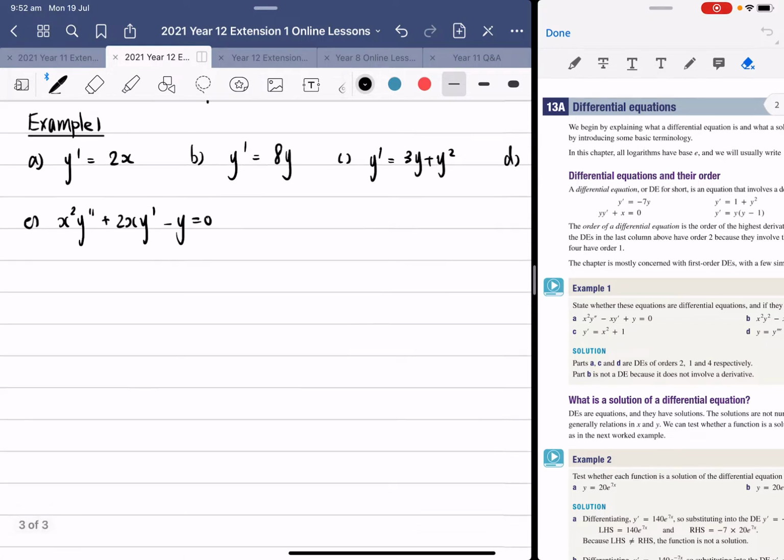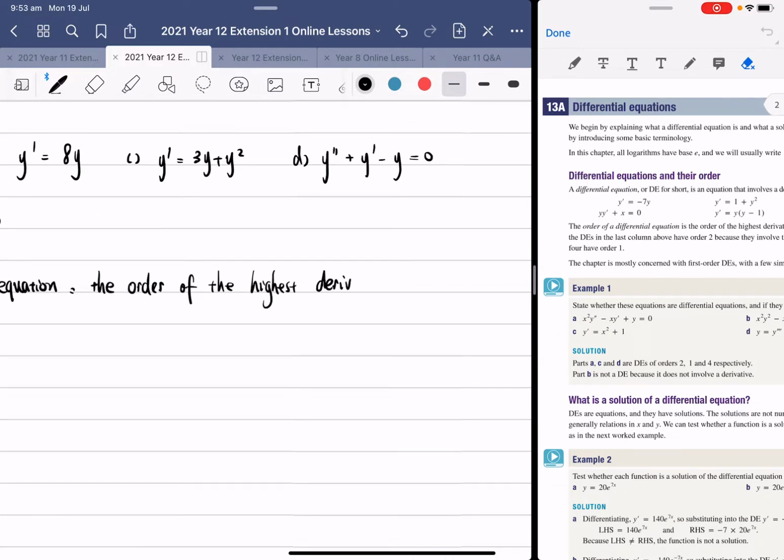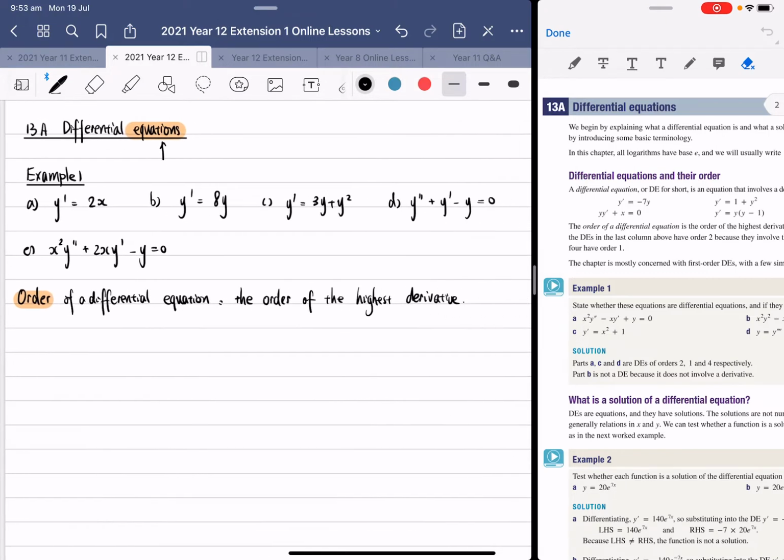Now the next important thing you need to understand is the order of differential equations. The order just means the highest derivative that occurs within the equation. So we can have an order 1, which means you will have the first derivative in the equation, or a second order differential equation, where the highest derivative is the second derivative. That is what is called the order of a differential equation: the order of the highest derivative in the equation.